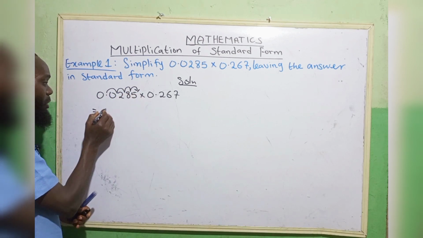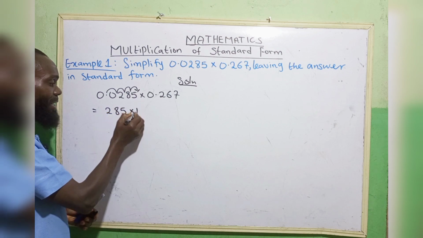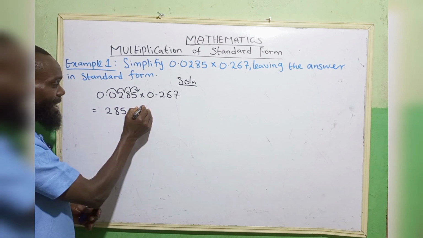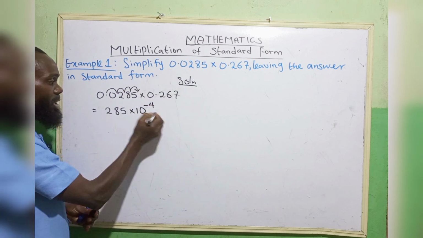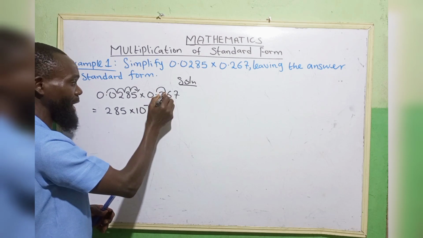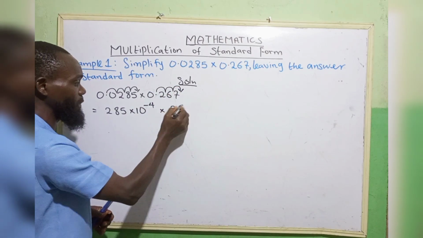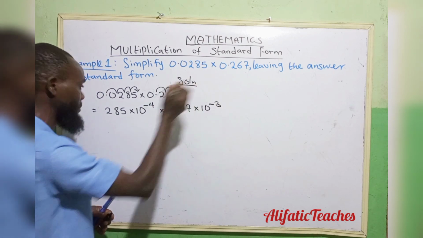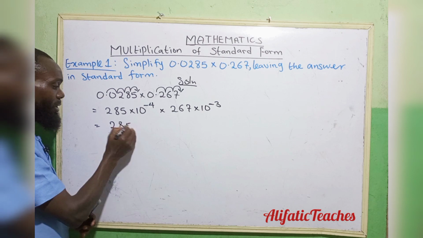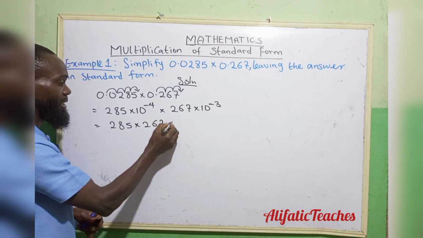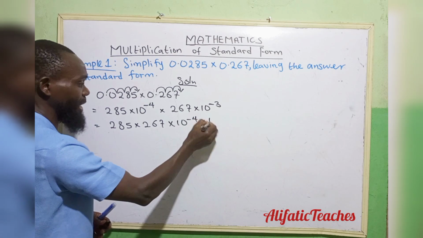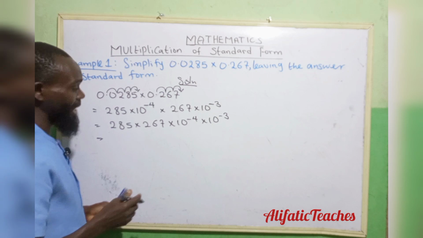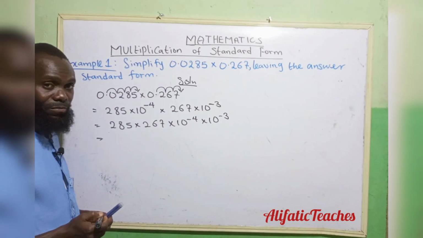So we are going to have 285 multiplied by 10 raised to a power. We are moving backward, so our power of 10 will be negative, and we have moved 4 times. Multiplied by, we move this one 1, 2, 3, so we have 267 times 10 raised to the power minus 3. So it's going to be 285 multiplied by 267 times 10 raised to the power minus 4 times 10 raised to the power minus 3. It should be easier for us to multiply this with our calculator or by hand.